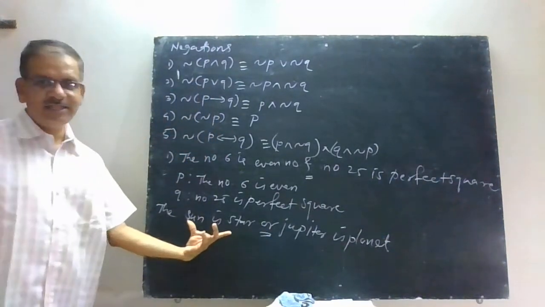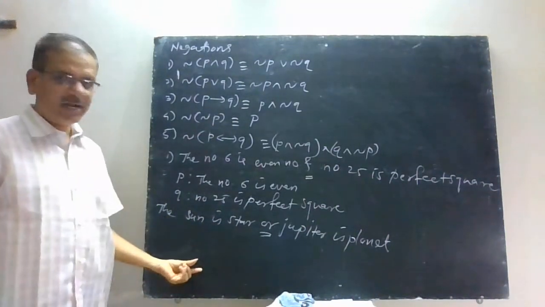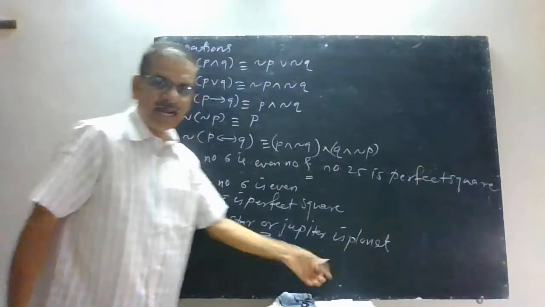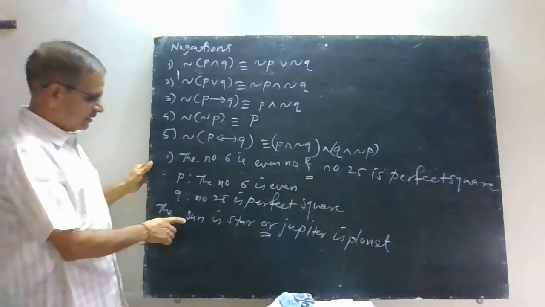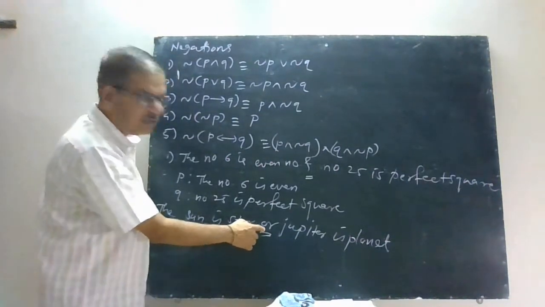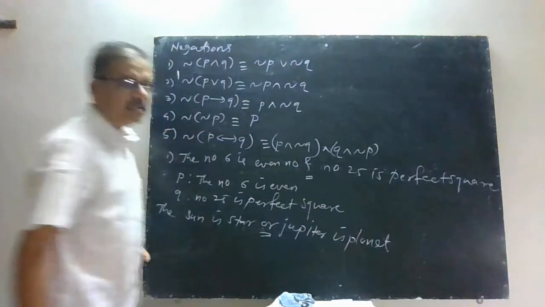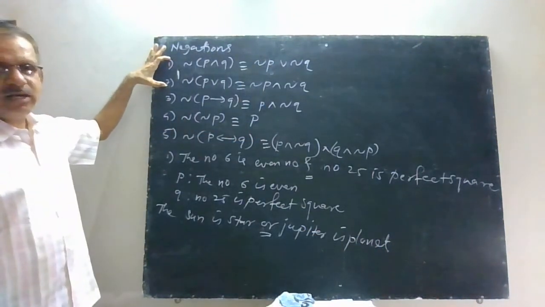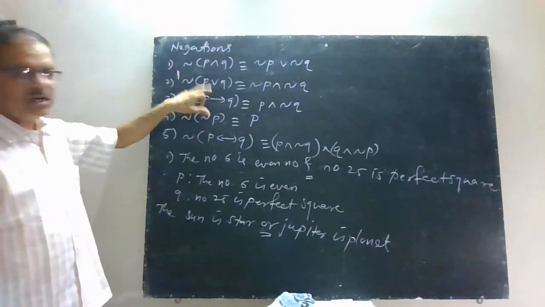Now clearly this is your P, so you write P, the sun is a star, and then you write Q, Jupiter is a planet, and then you write this formula, and then you write your answer as the sun is not a star, and instead of "or" you write "and", Jupiter is not a planet. So it is very simple to write down negations of the statements which are of the type conjunction or disjunction.